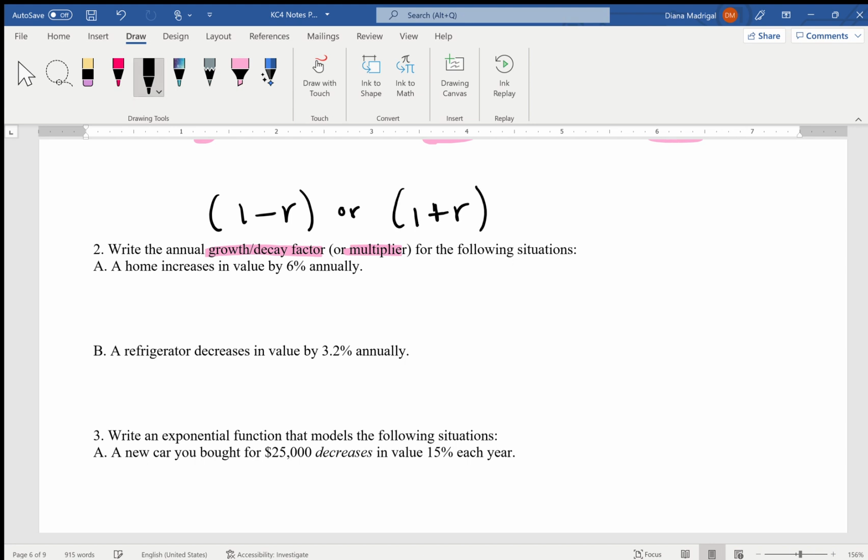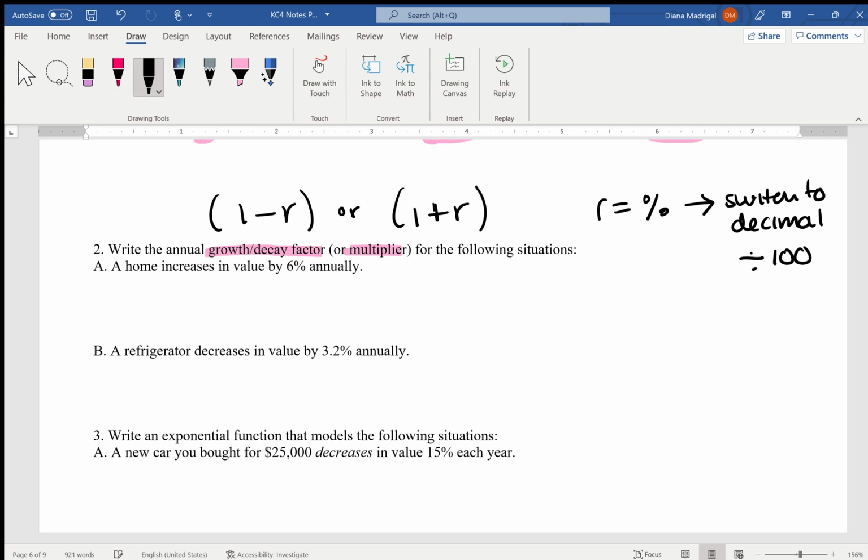And I also told you that the r is going to be given to you as a percentage, and you need to switch it to a decimal. And to switch that, you need to divide by 100. In case you don't know how to do that, again, you can use your calculators.